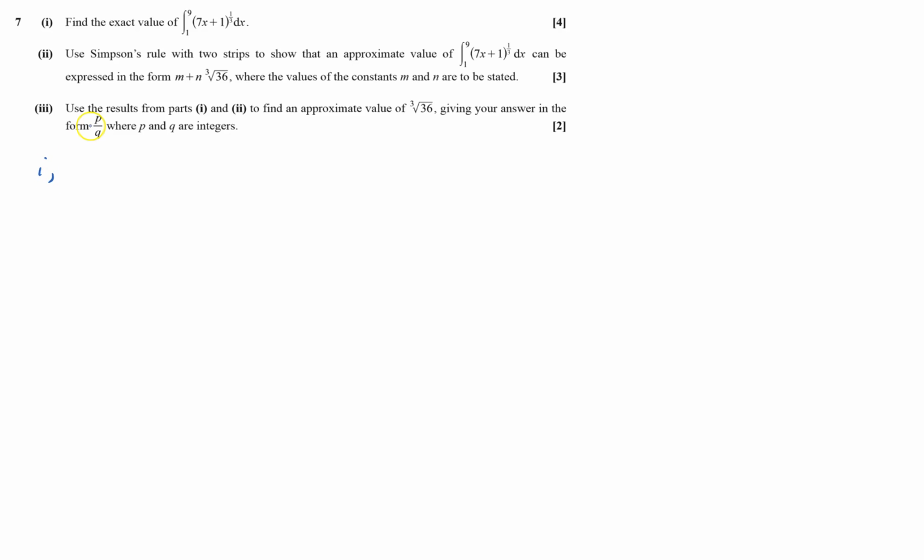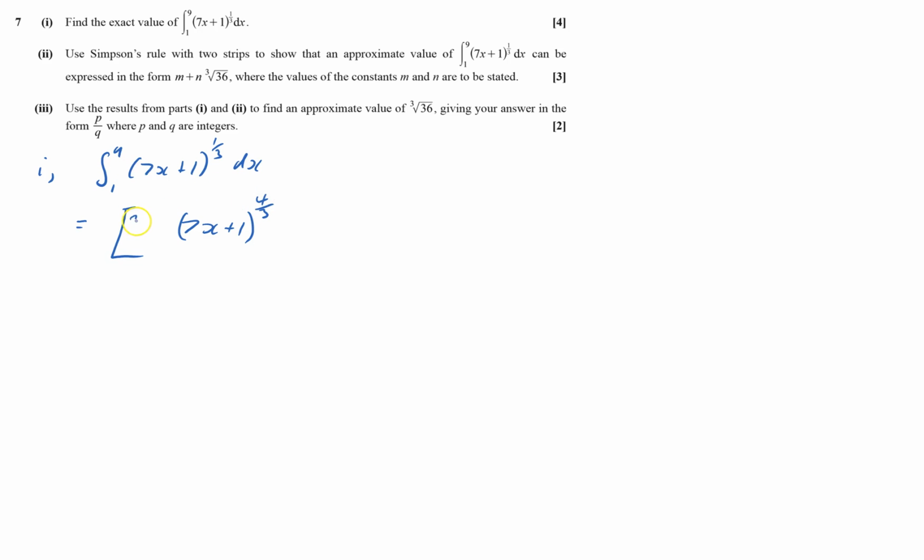Okay, so first part, I've got to find the exact value of this. The integral between 1 and 9 of (7x plus 1) to the third dx equals, in square brackets, so I'm going to integrate this. So I'm going to have 7x plus 1, and I'm integrating it, so that means the power has to increase, so it's going to be 1 more than that, so 1 on the third or 4 thirds. But if I were to differentiate that, I'd get 4 thirds coming down to the front.